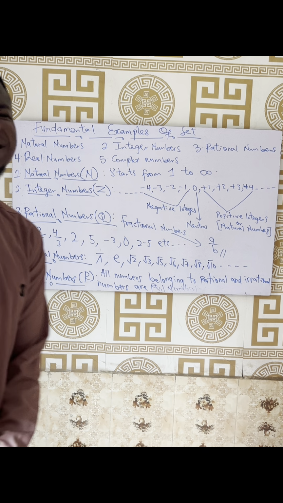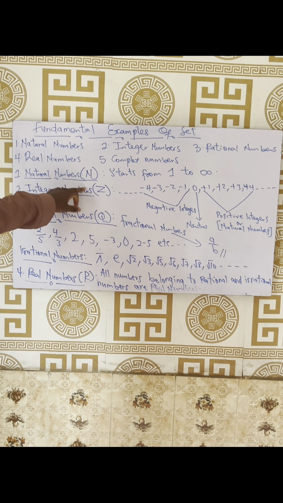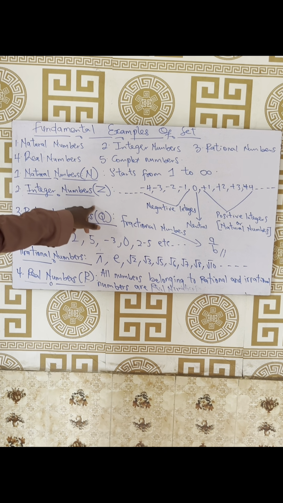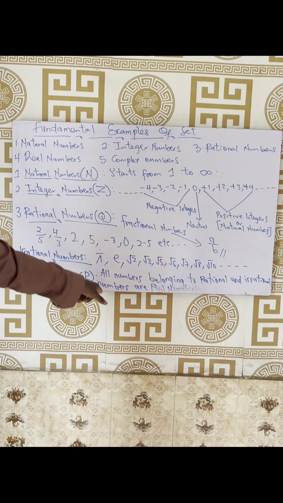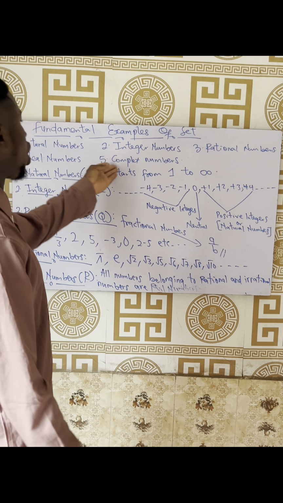So this simply means that all natural numbers are integer numbers. All integer numbers are rational numbers. And all rational numbers are real numbers. Then let's talk finally about the complex number.